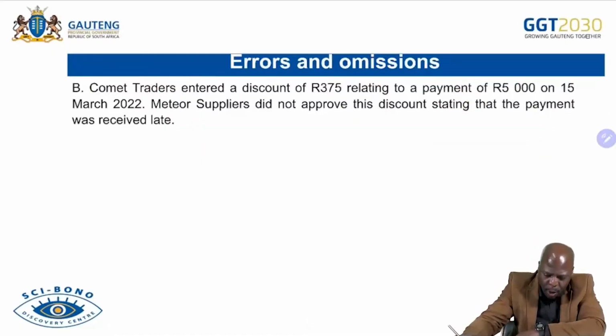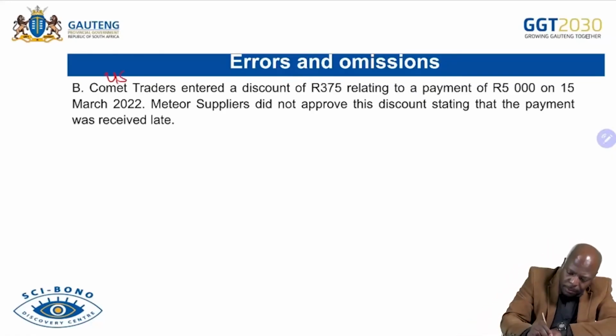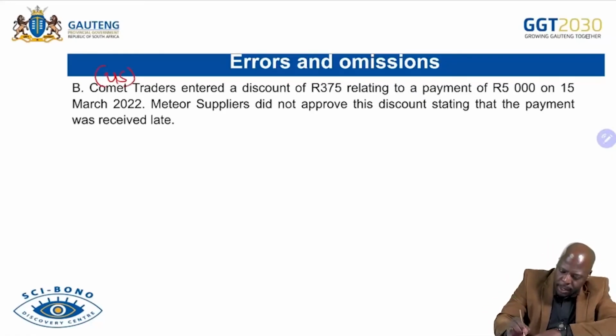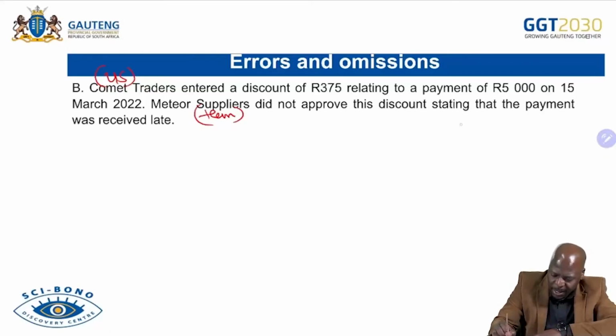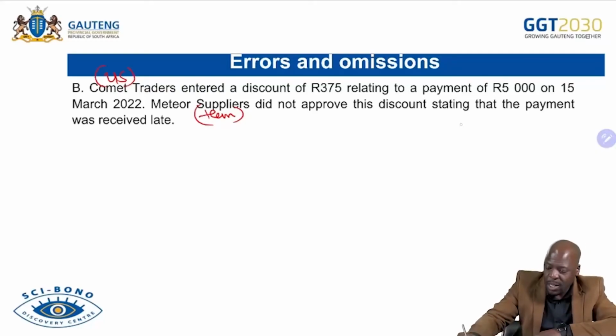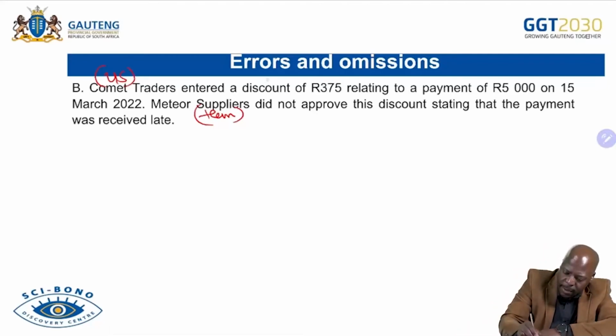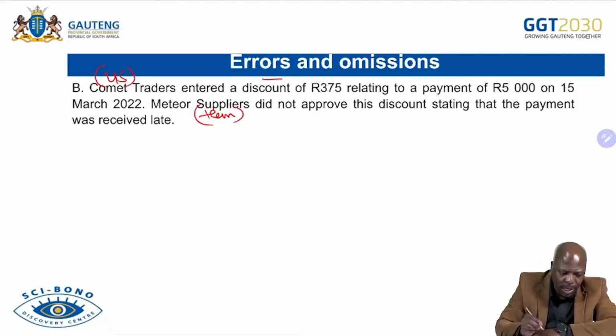Okay, let's quickly go to the next one. It says B. Comet Traders entered a discount of 375. Comet Traders, Comet is us. We entered a discount of 375 relating to a payment of 5,000 on the 15th of March. Meteor, who is them, they did not approve this discount, stating that the payment was received late. So we recorded a discount that they did not approve. Okay, discount, what sign? Discount is a minus. So there's an amount that we subtracted that was not supposed to be subtracted. How much was the amount? 375. That means we subtracted 375 that was not supposed to be subtracted.